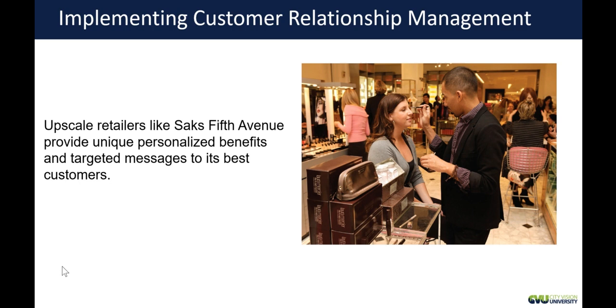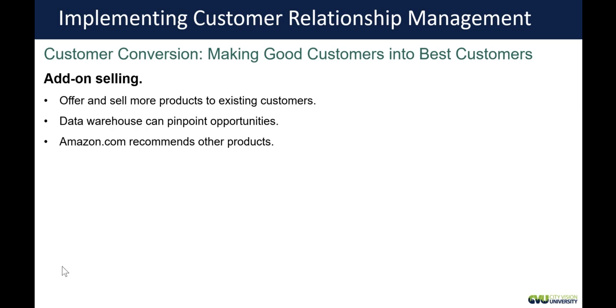So once again, each company does this a little differently. Upscale retailers like Saks Fifth Avenue might give very personalized benefits, like a makeover or something like that. They target their best customers, right? They have those relationships and everything else. At a Walmart or your local grocery store, you might just get an email blast or maybe some specific mobile coupons on your phone if you're using their app.